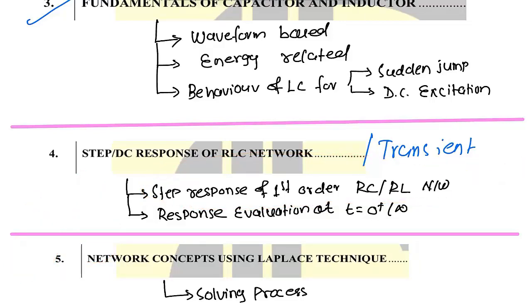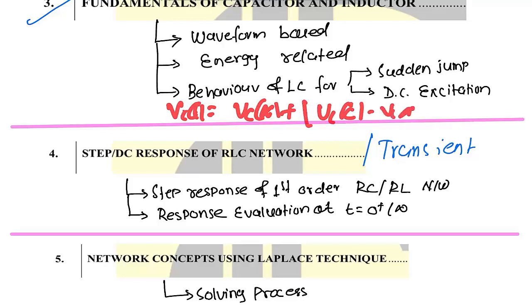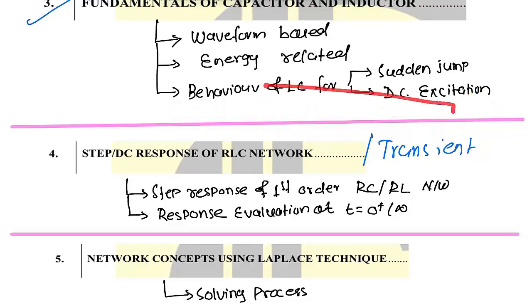There are two popular relations: vC(t) equals vC(infinity) plus [vC(0 minus) minus vC(infinity)] into e raised to power minus t by tau. Similarly, iL(t) equals iL(infinity) plus [iL(0 minus) minus iL(infinity)] into e raised to power minus t by tau. Using these two equations only, the majority of the questions of this segment you can easily solve.